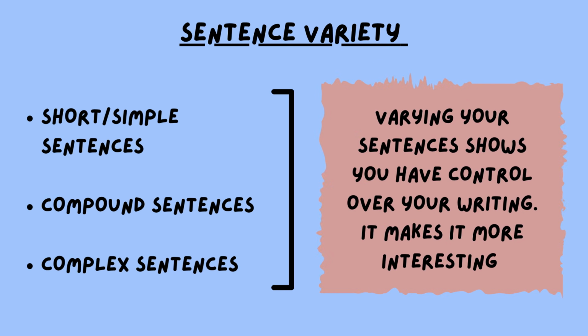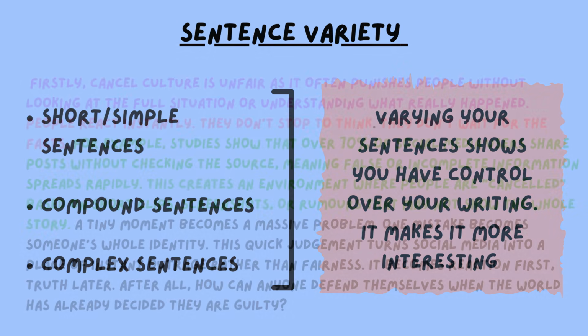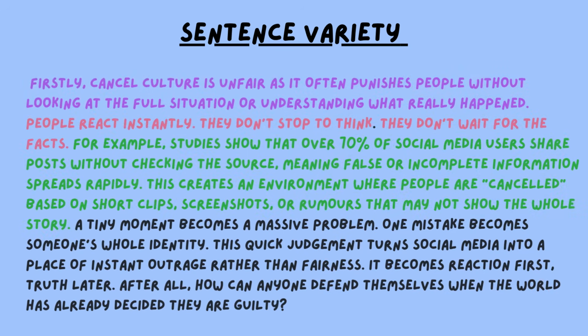Another thing the examiners look for in your writing is the use of sentence variety. You want to show the examiners that you know how to use short and simple sentences, compound sentences, and complex sentences. By varying your sentences, it shows you have control over your writing, and it makes your writing more interesting in general. You can see in the example paragraph that a mixture of all three have been used.